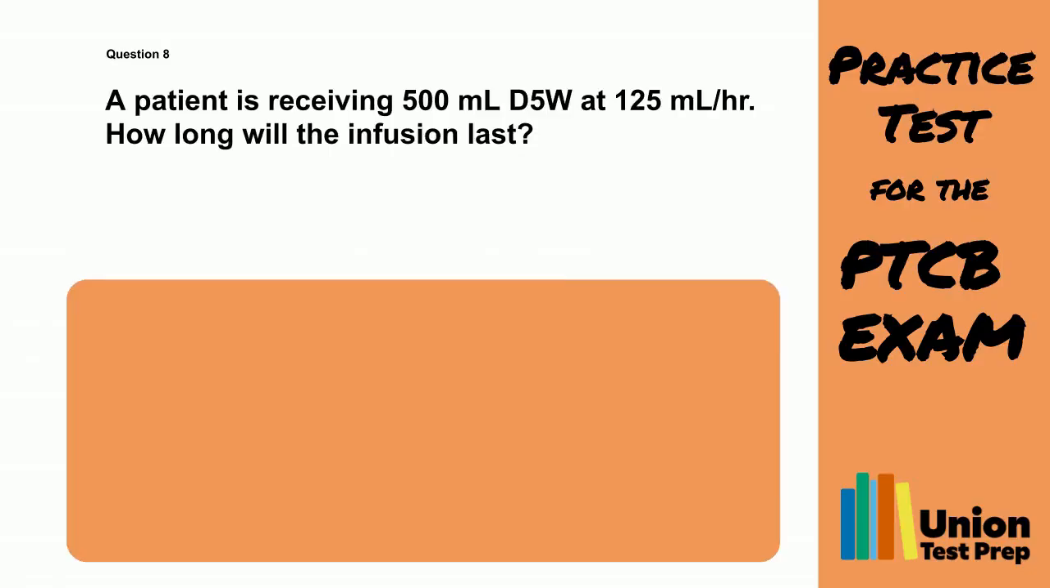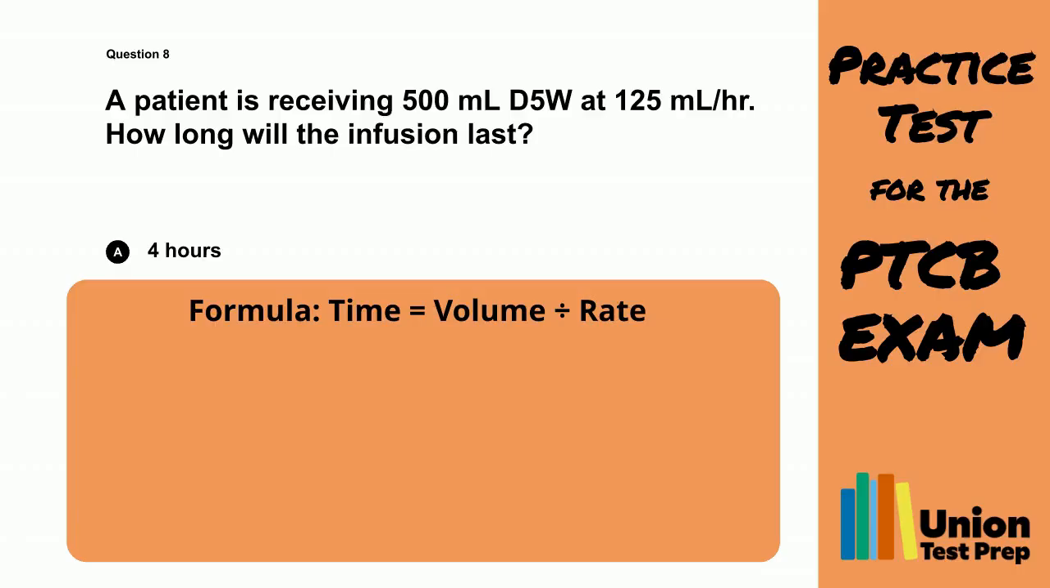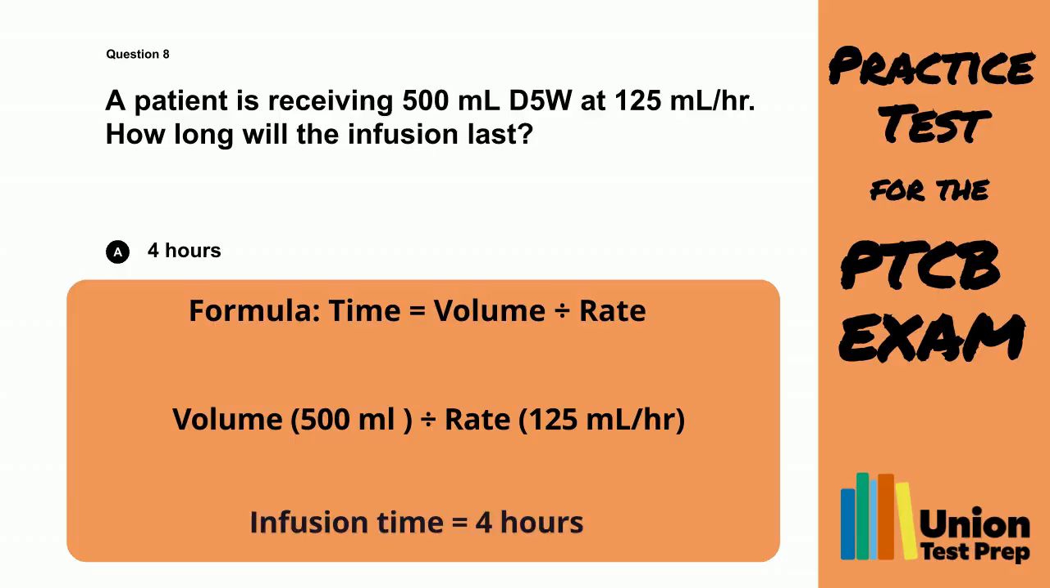The correct answer is A. 4 hours. Use the formula, time equals volume divided by rate. Plugging in the numbers, divide the total volume, 500 milliliters, by the infusion rate, 125 milliliters per hour. The result is 4 hours.